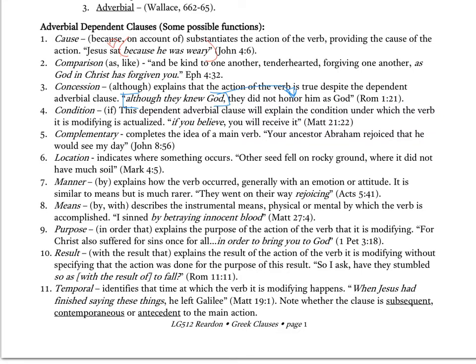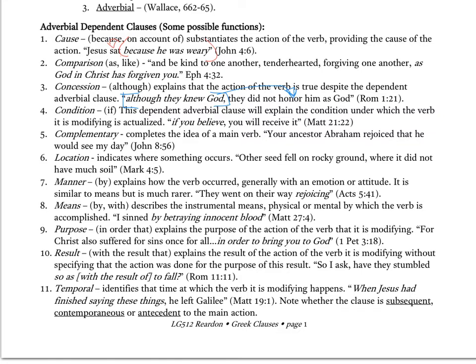And then finally we have temporal clauses. These are subordinate clauses that locate the action within a specific moment in time. So in Matthew 19:1, when Jesus had finished saying these things, he left Galilee. He left Galilee as an independent clause stands all by itself. But when did the leaving happen? That's what we have the subordinate clause for. It's adverbial, and it modifies that idea. As we have said before, this can be subsequent, contemporaneous, or antecedent time.